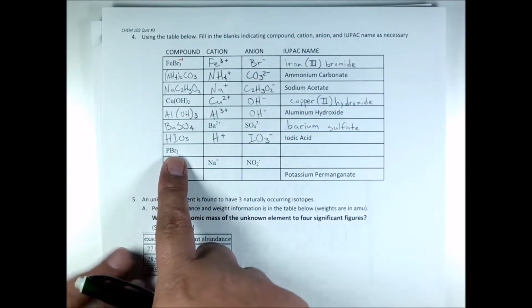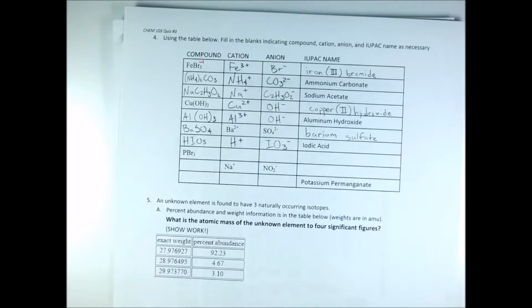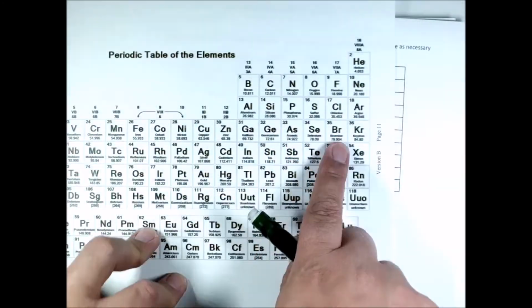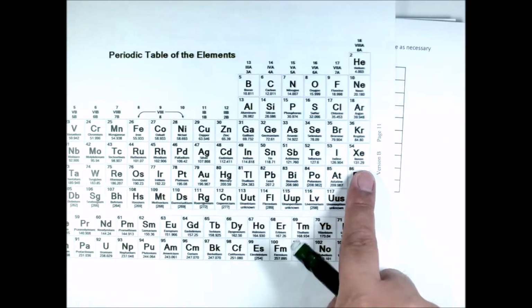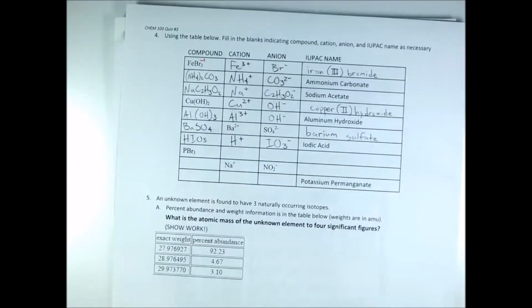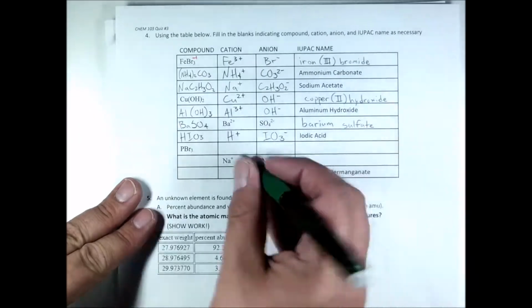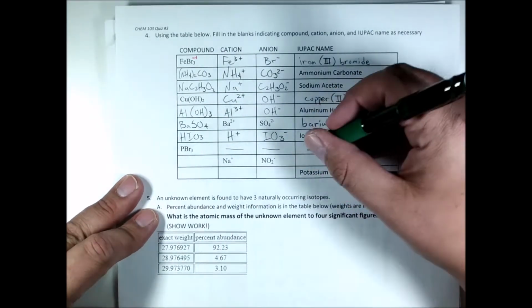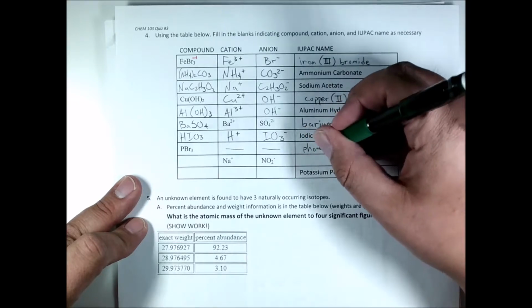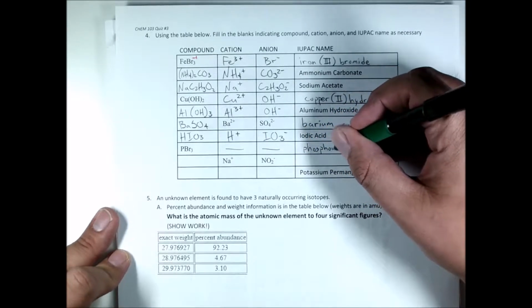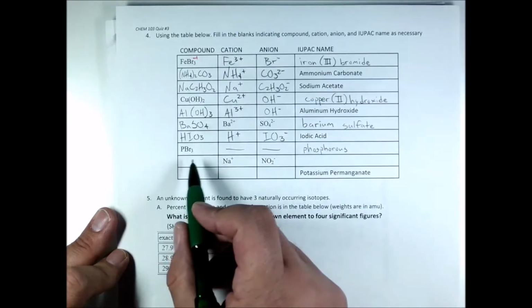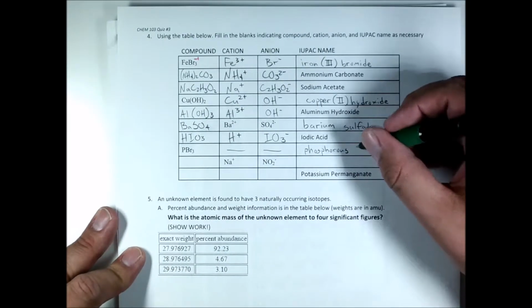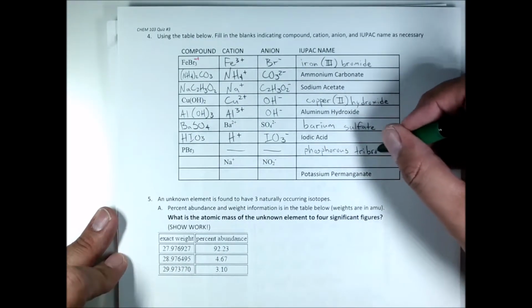All right, next one here. You may notice that we have phosphorus and bromine. And if you look at the periodic table, you may notice that they're both nonmetals, and they're all on the right side of the table. So these don't have cations and anions. This is a molecular compound. And you name it as such. So phosphorus. And then we have 3 bromines, so tribromide.